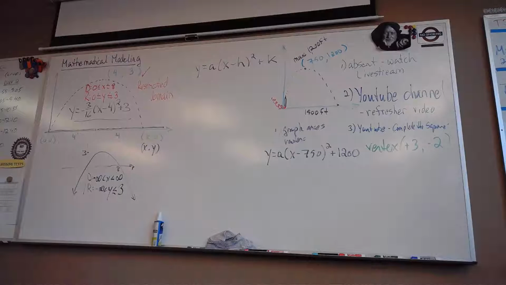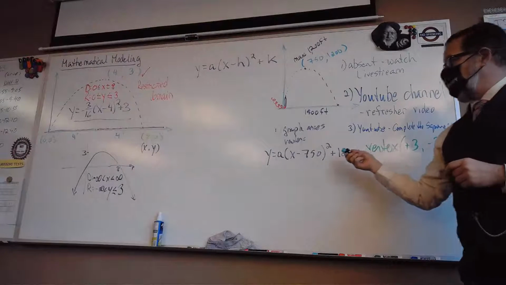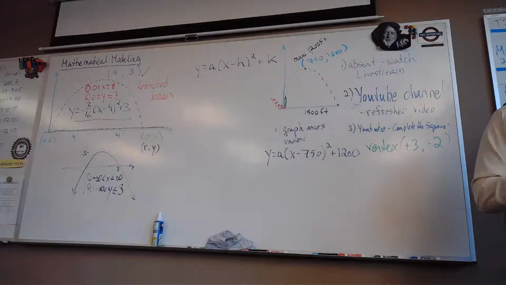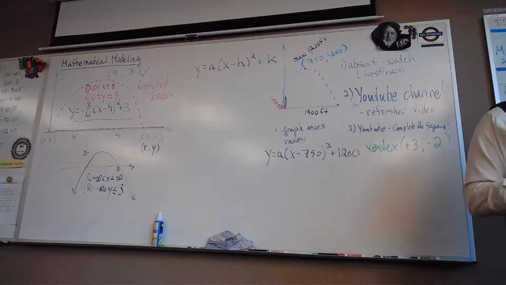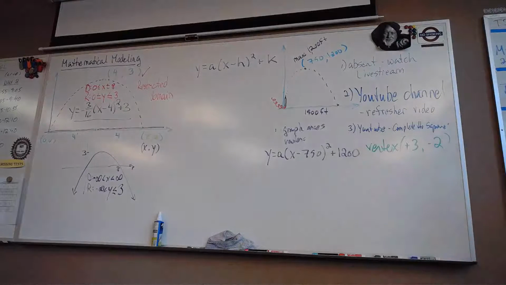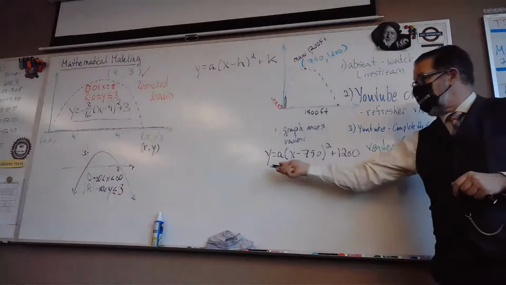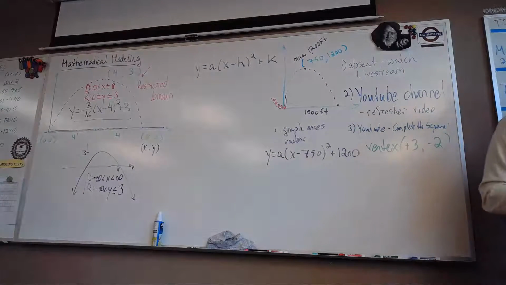Do I know any more points? Do I know another point that I could plug in for x and y? Remember, step 2. Step 1 was plug in the vertex. Step 2, plug in another point. Brett, where's another point on my graph? You want to find out A? But remember, I need an x and a y value. I'm not ready to find out a.